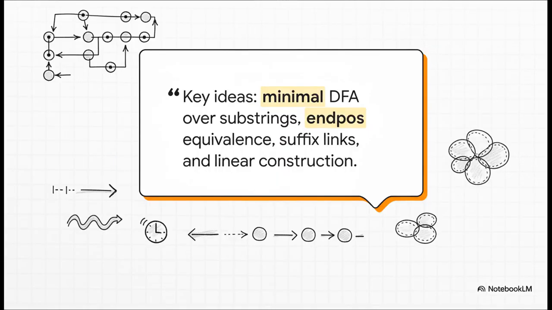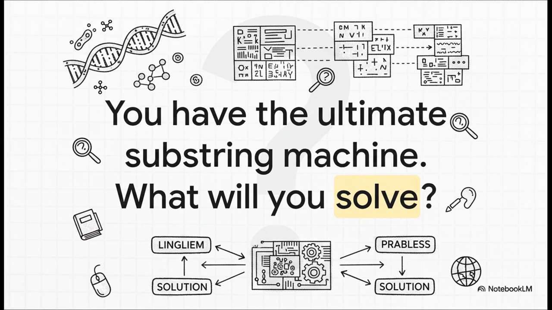If you walk away remembering just one sentence, make it this one. The whole thing is built on these 4 pillars: the goal of being a minimal machine for substrings, the idea of grouping strings by where they end, those clever suffix link shortcuts, and the super efficient algorithm that ties it all together. And there you have it, the Suffix Automaton.